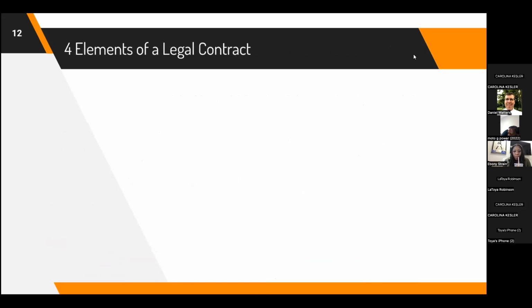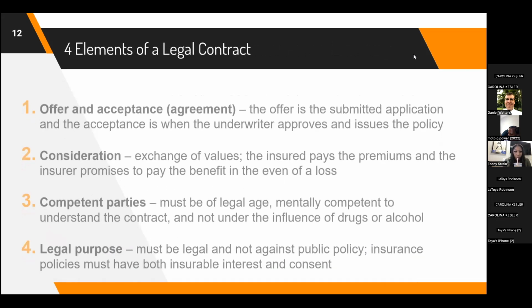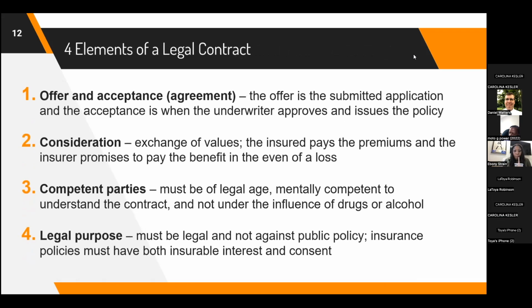The elements of a legal contract. I don't like the way I have it in here. I should have changed it, but I didn't get there yet. I like it to do CLAC. So I do consideration first, okay? Consideration is exchange of value. If the insured pays the premiums, the insurer then promises to pay the benefit in the event of a loss. So consideration is premium for a promise.